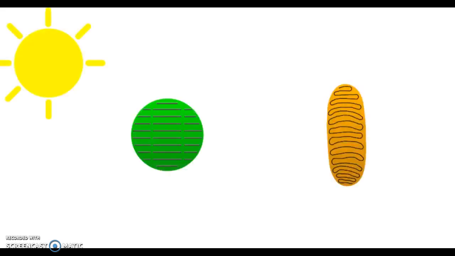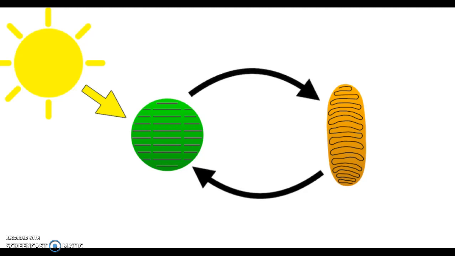It all starts with the sun, a green blob, and an orange blob. The sun gives sunlight to the green blob, which then gives something over to the orange blob, which then gives something back to the green blob. The orange blob also releases something else, which is a type of energy.